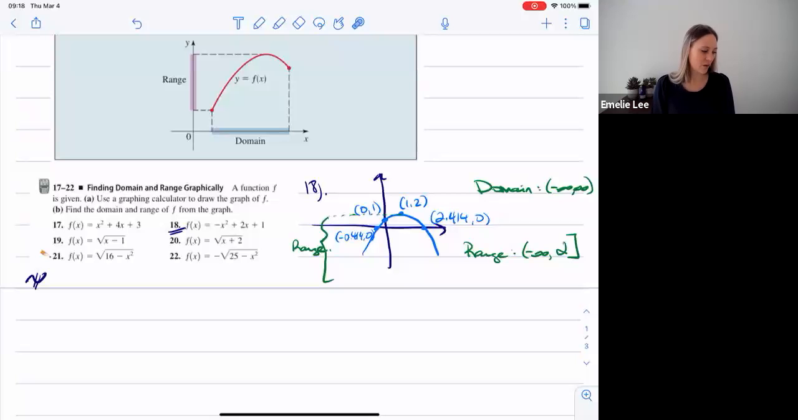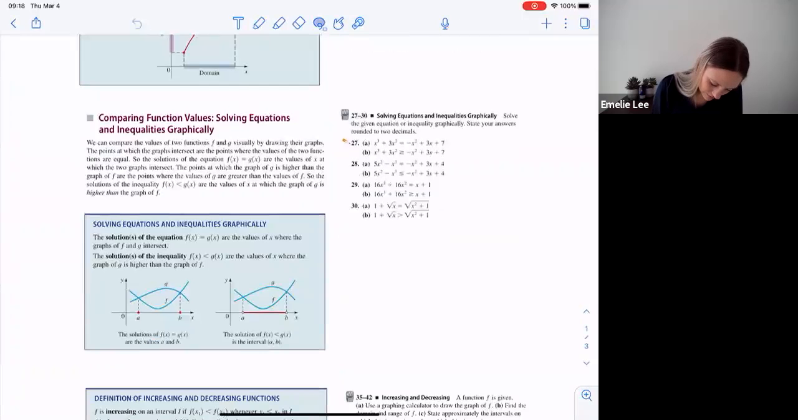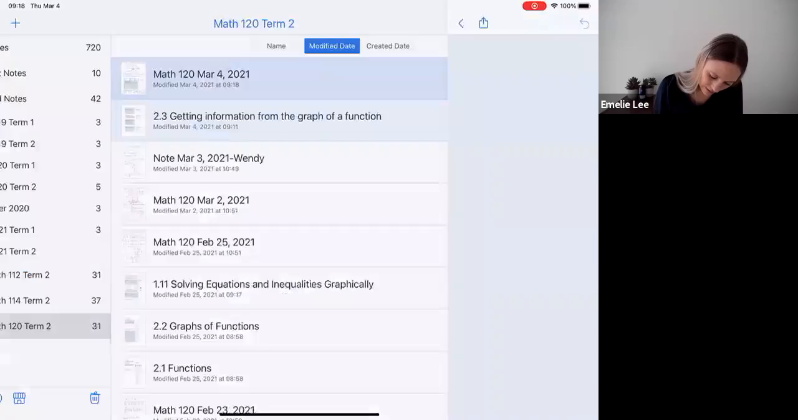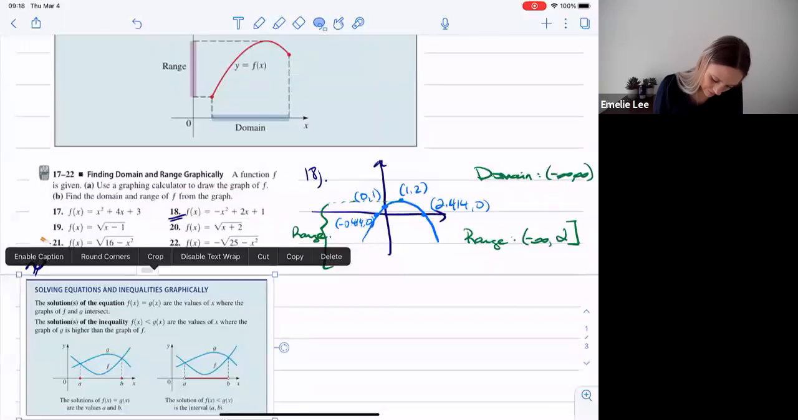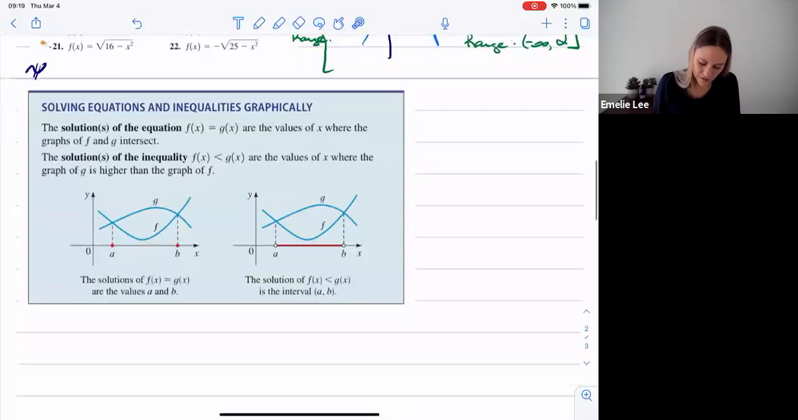Okay, so more graph things that we should be able to see. So we can talk about inequalities. So when is one graph less than another graph? Okay, so let's see here.